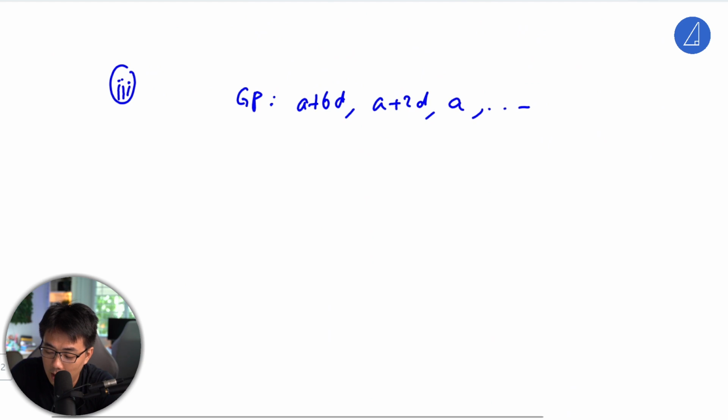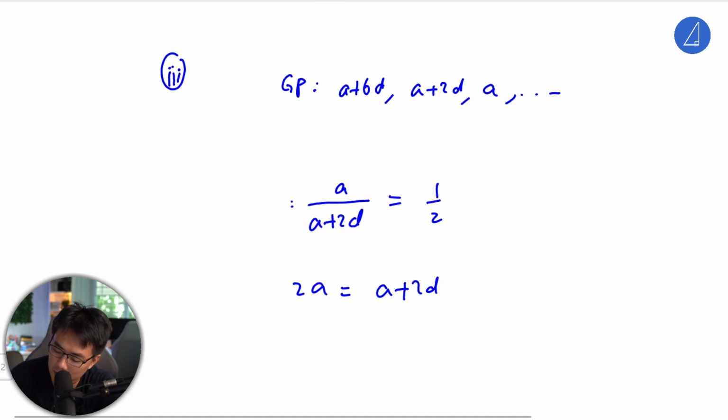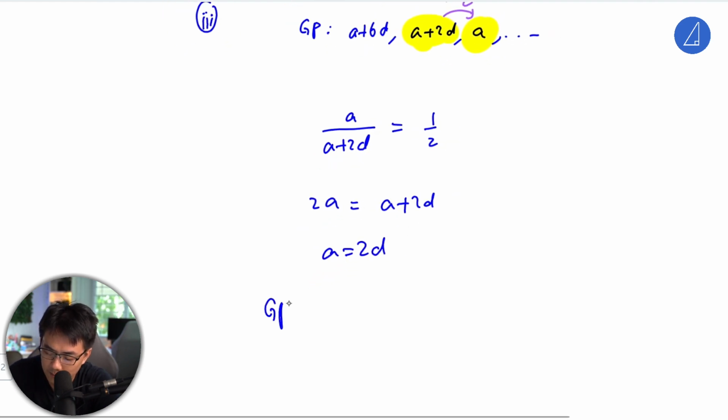So what I'm going to do is actually just find out what's D, because I need to express in terms of A. And I know A over A plus 2D is a common ratio, right? And essentially this is equals to half, which is what we had. Then we just cross multiply. I took this divided by this to give me my R, which is half. All right. Then this is essentially A equals to 2D. That's pretty okay. So this D is equals to half A.